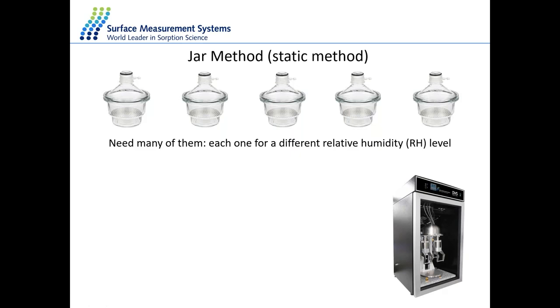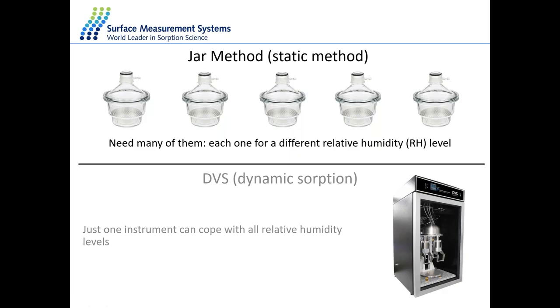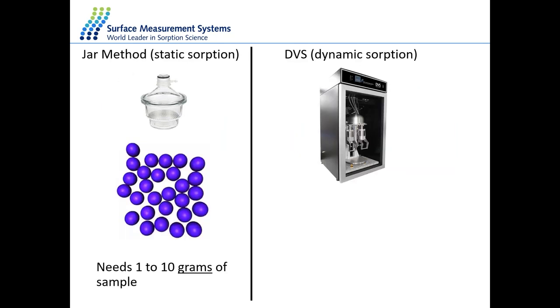The same methodology in concept is used by a DVS. We generate different levels of relative humidity, and we constantly measure the mass of the sample using a microbalance. That's basically the same idea. The process is done in continuous rather than being done staggered throughout a series of desiccators. And there are significant differences in the way the experiment is performed and the amount of sample required to perform the experiment.